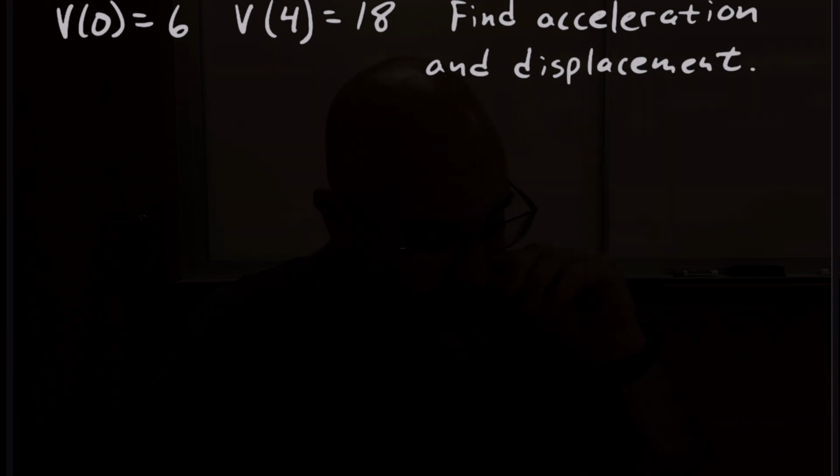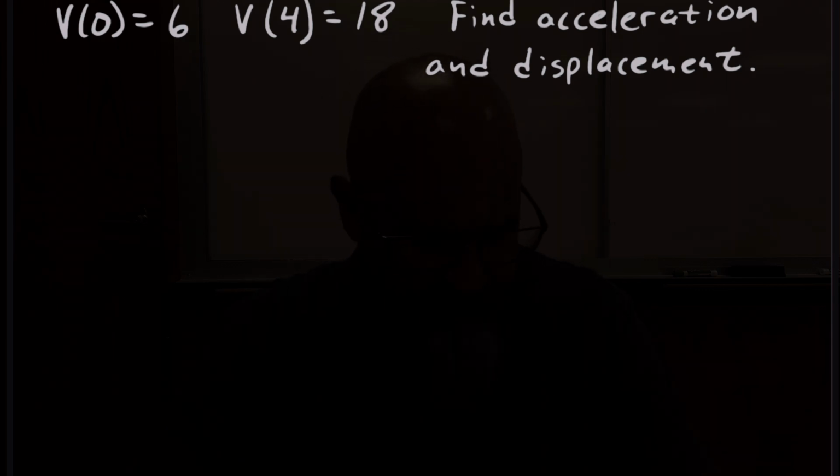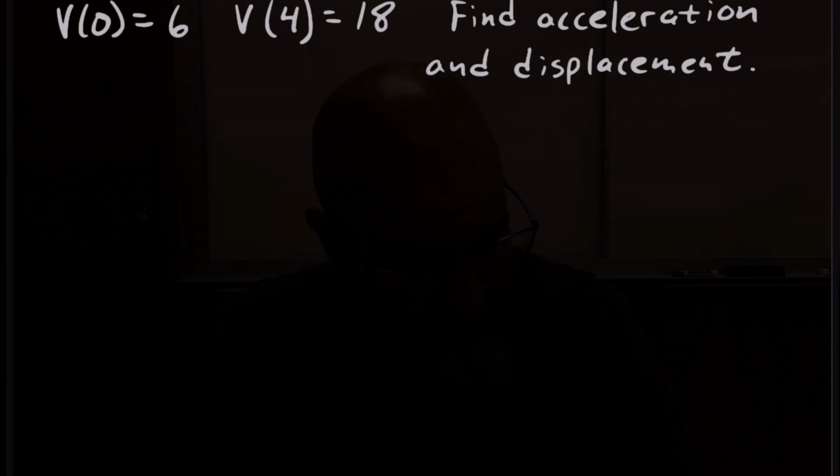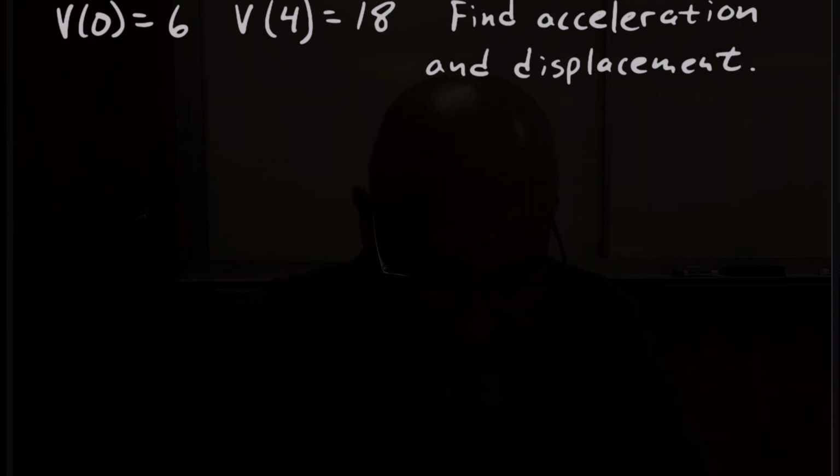Now, just for people that are watching that might not be in my class, as a default when we're talking about units, and I've said this in an earlier video, but I'll say it again at the outset of this series, the distance that we use is always measured in meters, time is always measured in seconds unless we say otherwise. So the unit on acceleration would be meters per second squared, and the unit on velocity would be meters per second. So v of 0 is 6 meters per second, and v of 4 is 18 meters per second. Now the question says find the acceleration and the displacement.